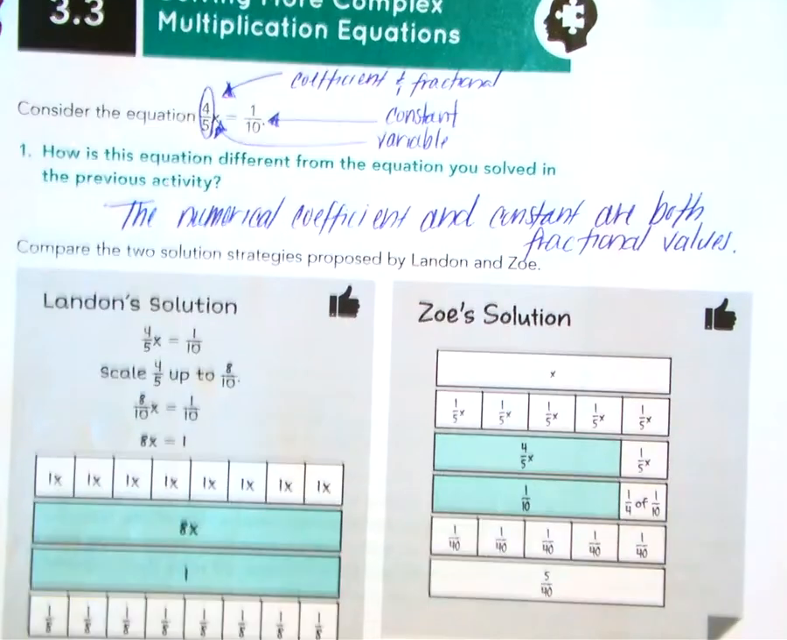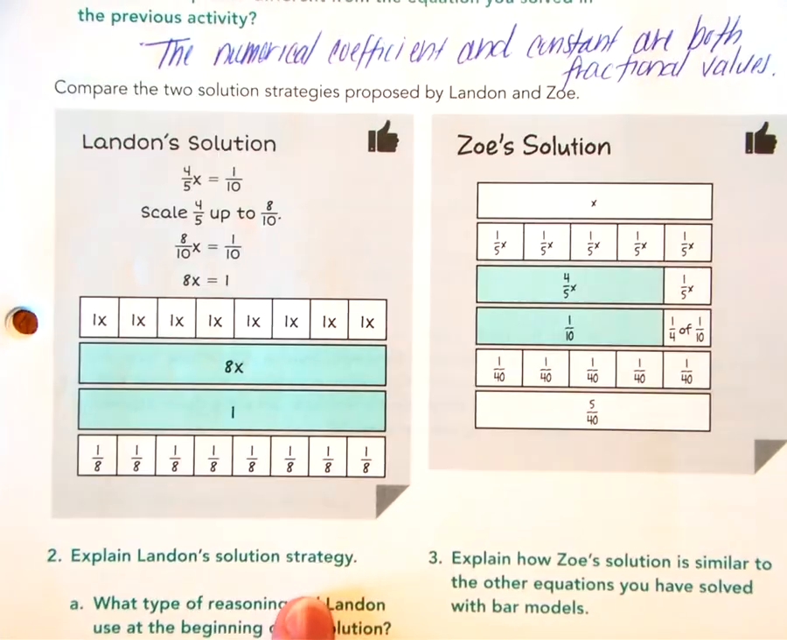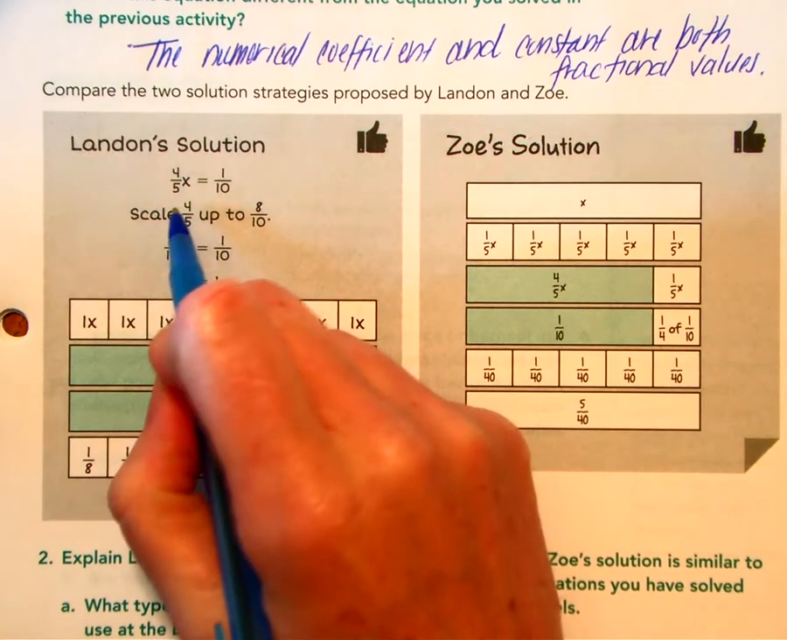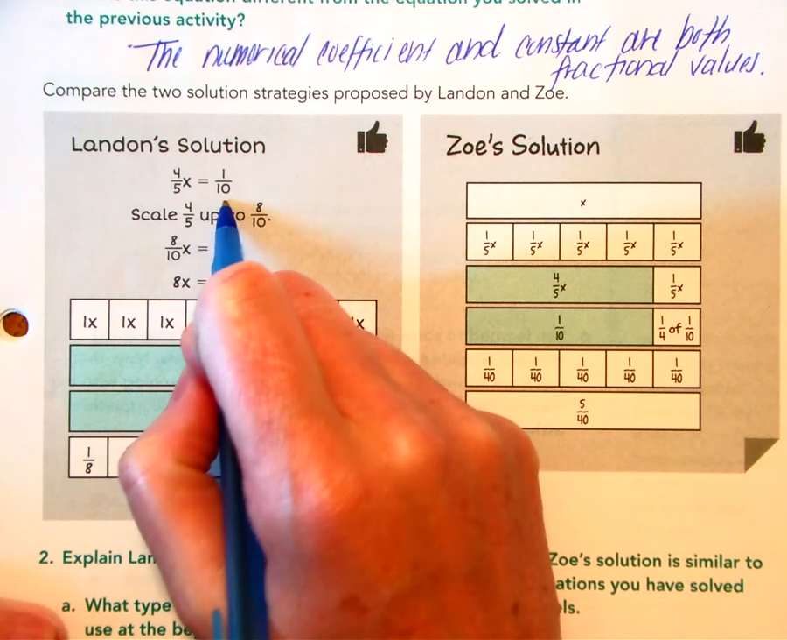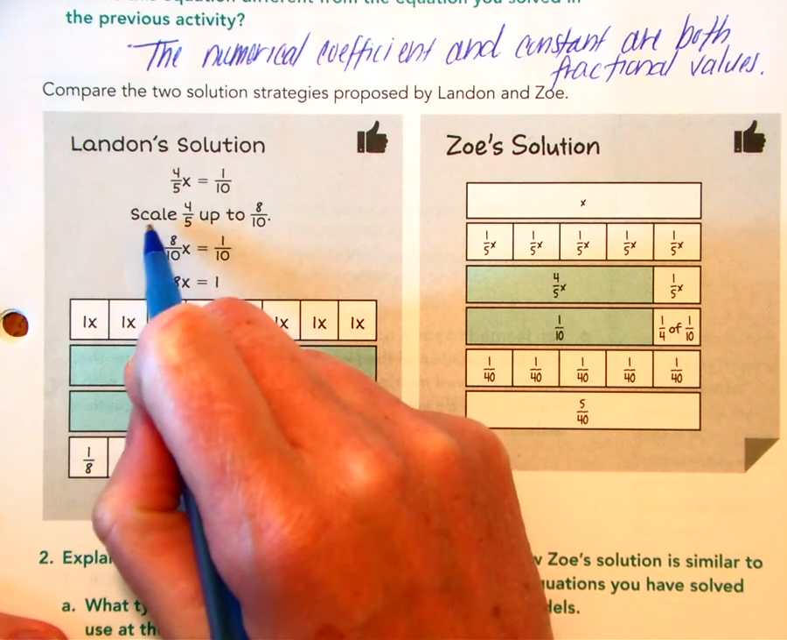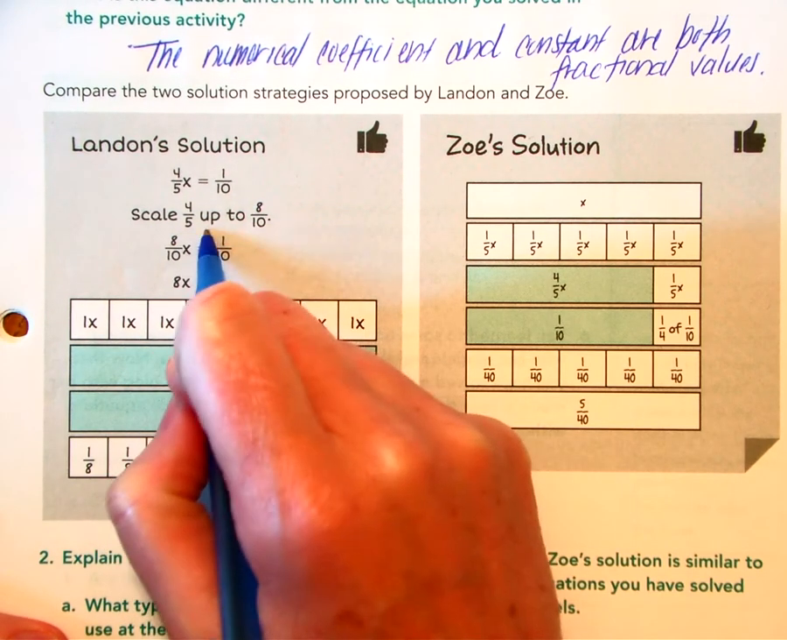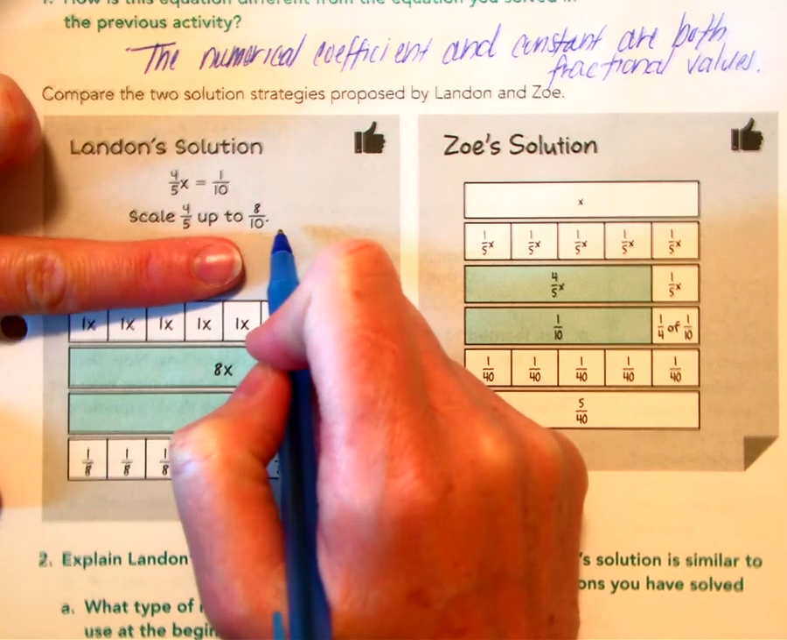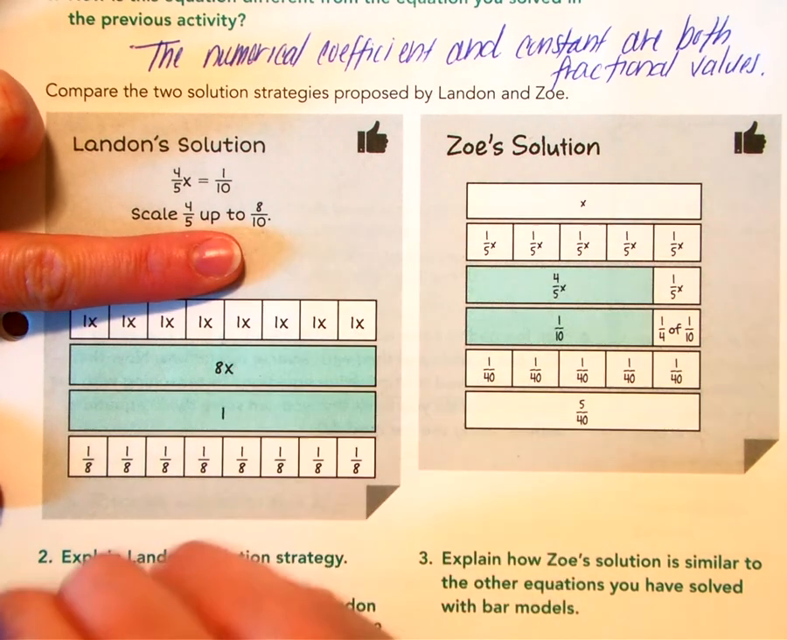Let's take a look at how two different characters solve this. Compare the two solution strategies proposed by Landon and Zoe. Landon takes 4/5 x equals 1/10, and he decides to scale 4/5 up to 8/10. Well, let's think about that for a minute. Why would he choose to do that?